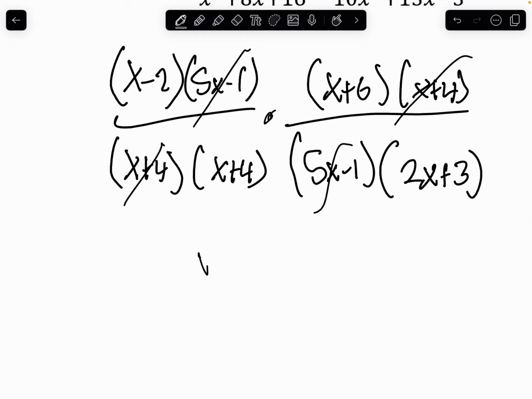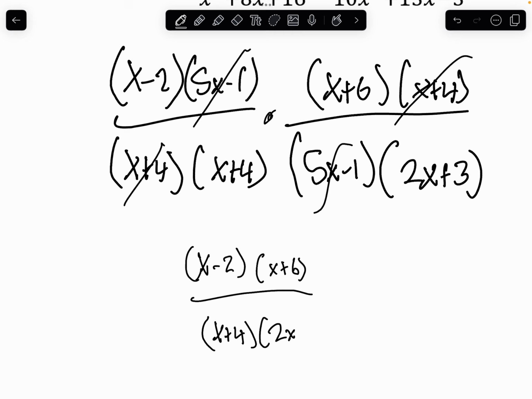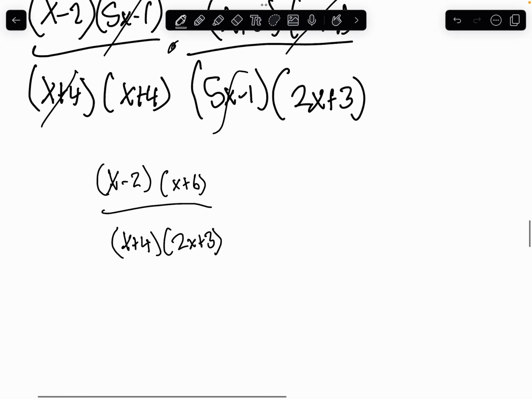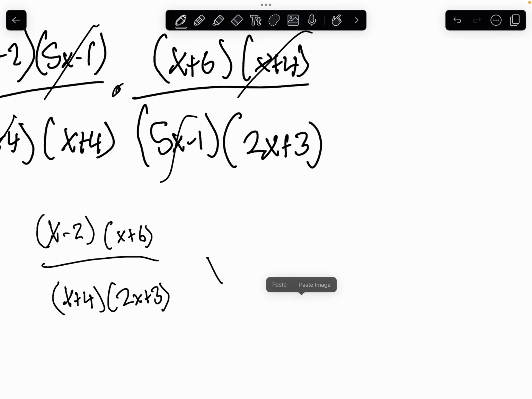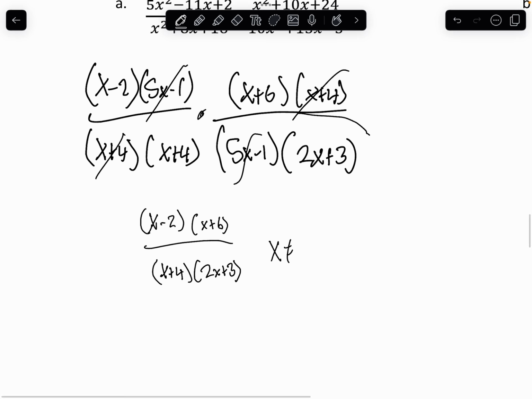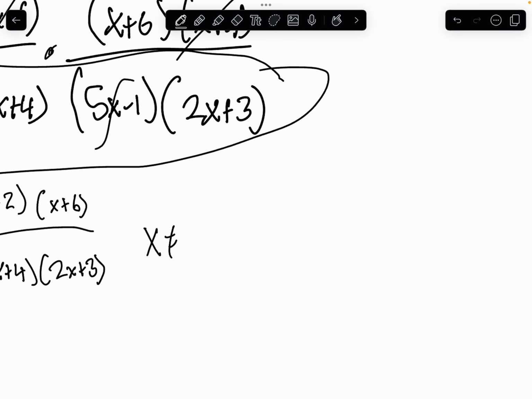So we're left with x minus 2 times x plus 6 over x plus 4 times 2x plus 3. So that's our answer for simplification. Now we have to write what x cannot equal. To do that, you got to set all these on the bottom equal to 0.